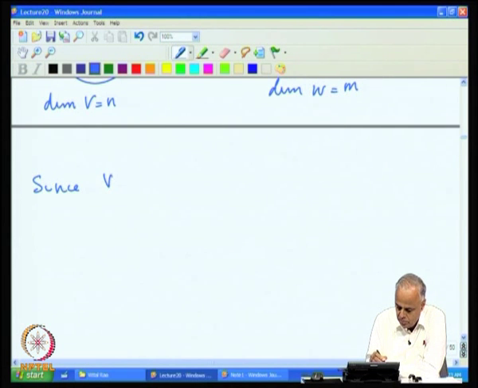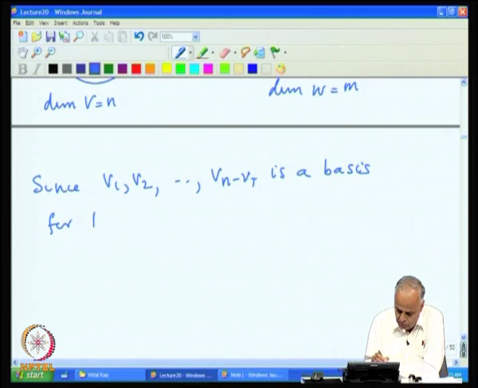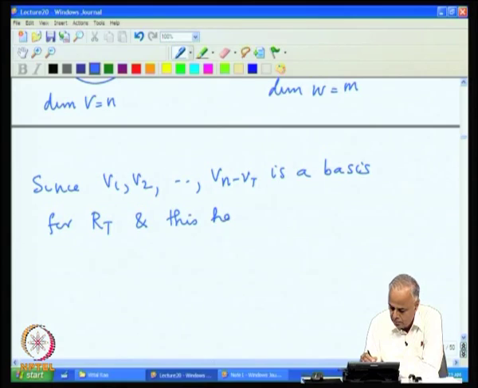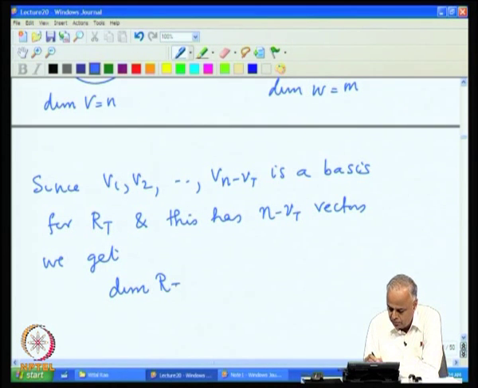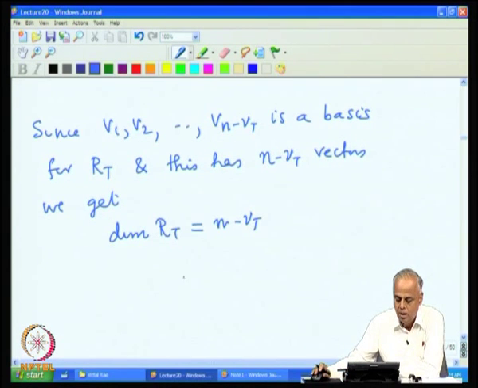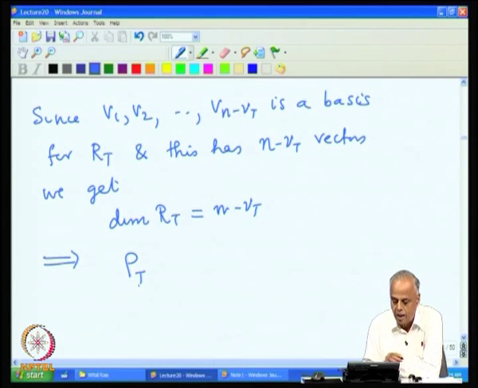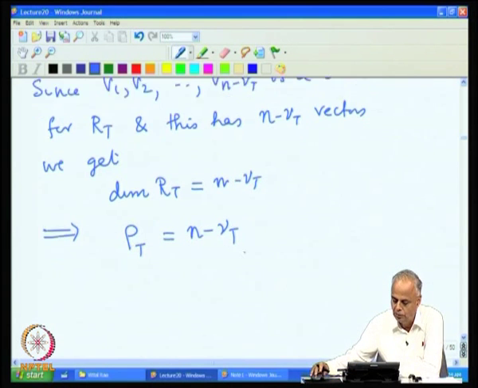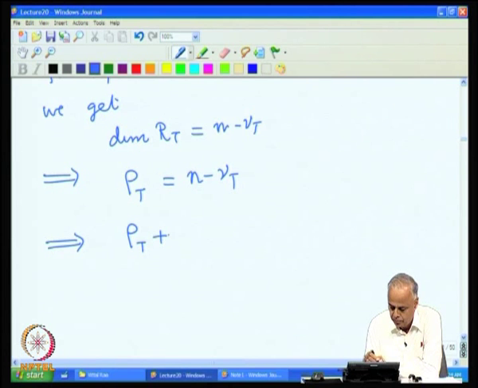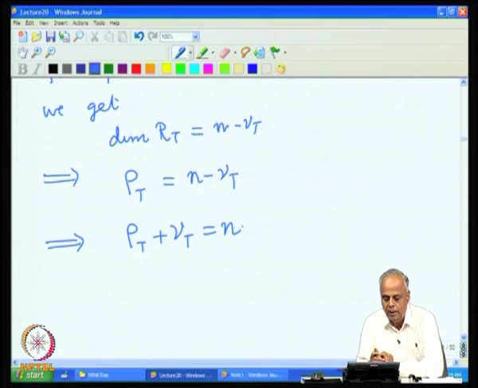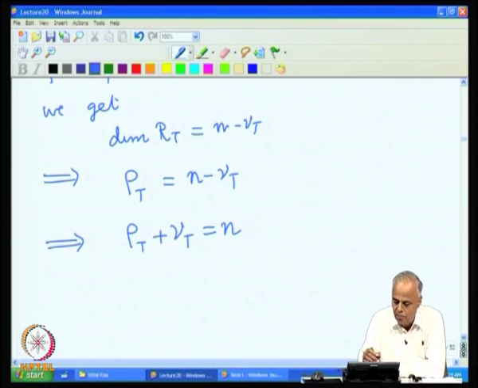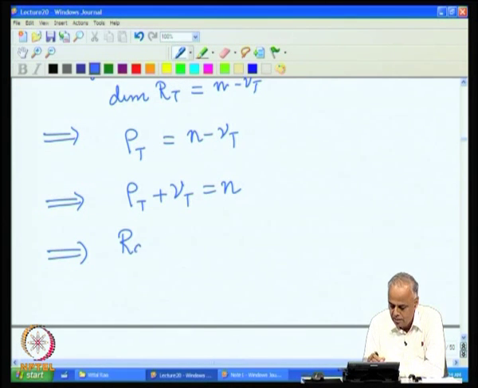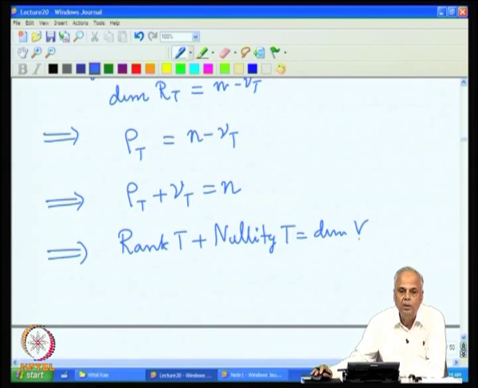Since v1, v2, ..., v(n minus nu T) is a basis for the range of T, and this has n minus nu T vectors, we get the dimension of the range of T is equal to n minus nu T. But the dimension of the range of T is what we call the rank of T. So, the rank of T is n minus nu T, or bringing the nu T to this side, rho T is the rank of T, nu sub T is the nullity of T, and n is the dimension of V. So, this simply says rank T plus nullity T equal to the dimension of V. This is called the rank nullity theorem.